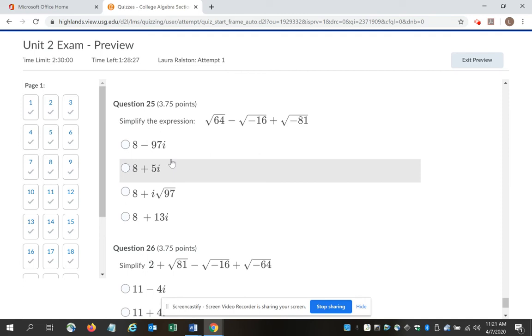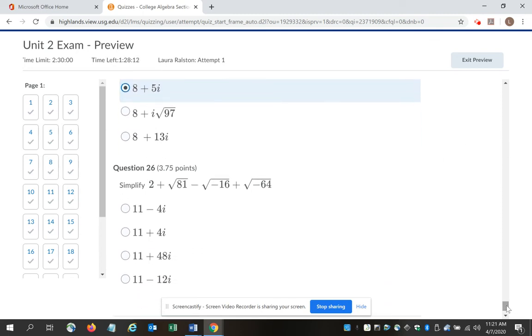This one would be, let me see, 8 plus 5i. And then the last one would be 11 plus 4i. So at least you have the answer.